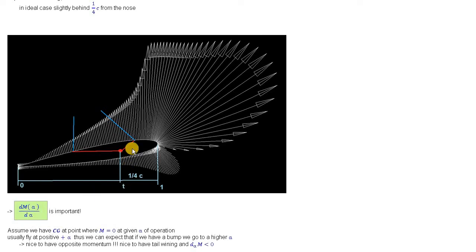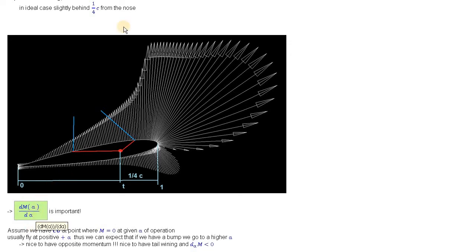For the usual plane, the momentum tends to increase when you increase the alpha. And for the usual plane, it's not a problem because you can compensate for this with the tail on the back. But this is important for flying wings. If you have a flying wing, it's good to have a stable wing, so that if it pitches up, the momentum puts the wing back to the normal position. That's why this value has to be negative or close to zero. There are a few other ways to make a flying wing or tailless airplane stable, but one way is to keep this value negative or close to zero.